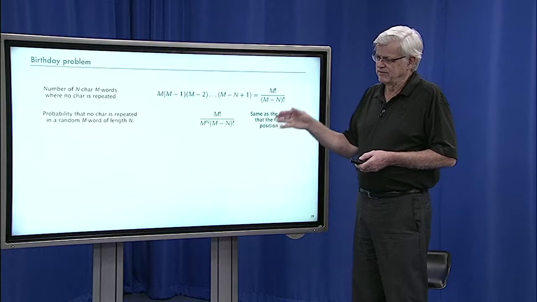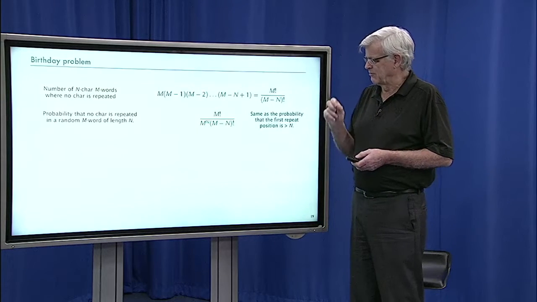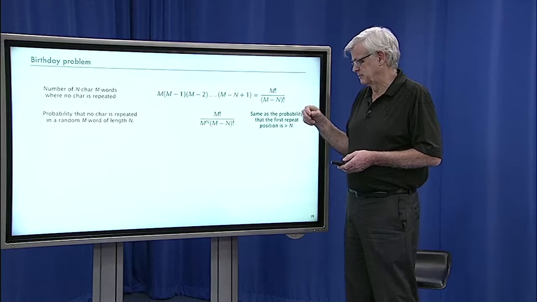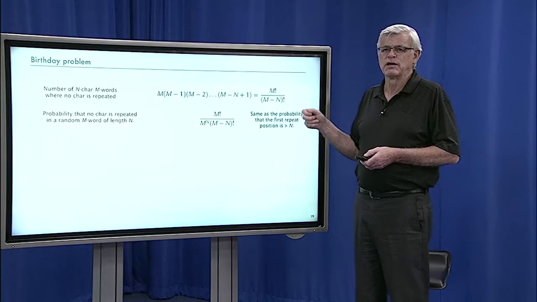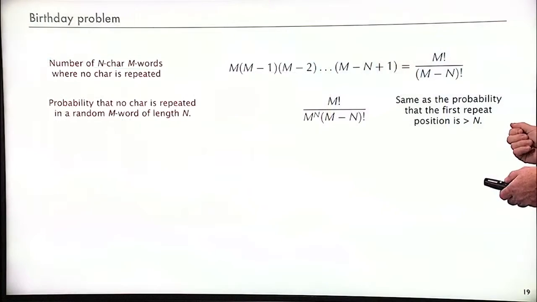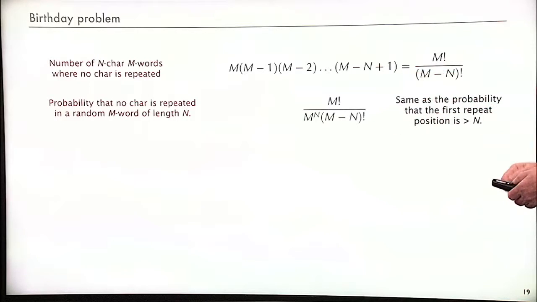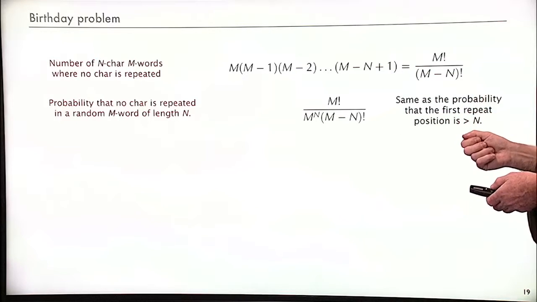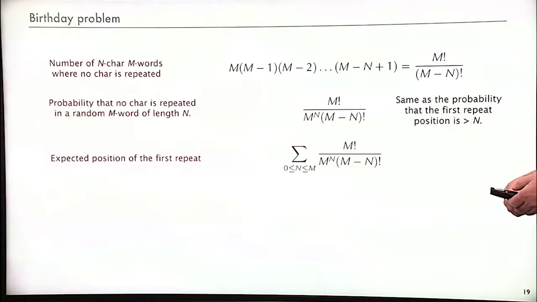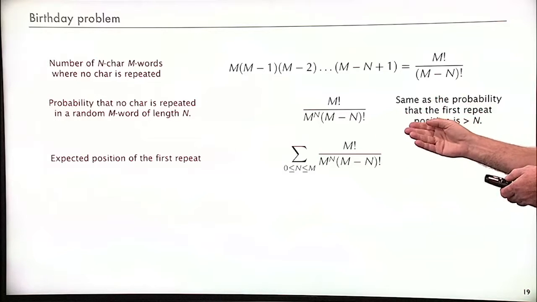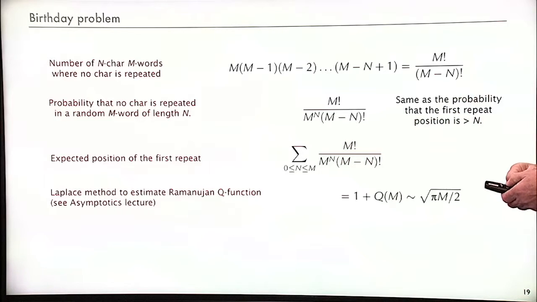Another way to look at that is if we take them one at a time. If we take a sequence of characters, or throw a sequence of balls in the urns, it's the same as the probability that the first repeat position is bigger than n, because the probability that there's no repeat in the first n is exactly that. So if we sum that, we get the expected position of the first repeat. It only goes up to m because we're going to get a repeat by the time we get to m.